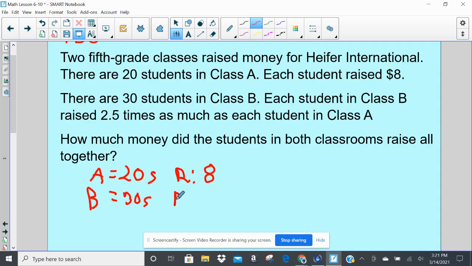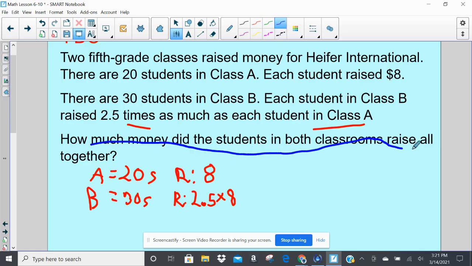So what does that mean? To figure out what they raised here, I need to multiply 2 and 5 tenths times what each student in Class A raised. How much did each student in A raise? Oh, 8. So I've got to multiply those together. All right, but that's not the final thing. Let's look at the question. How much money did the students in both classrooms raise in all? So I've got to figure out the total amount of money.